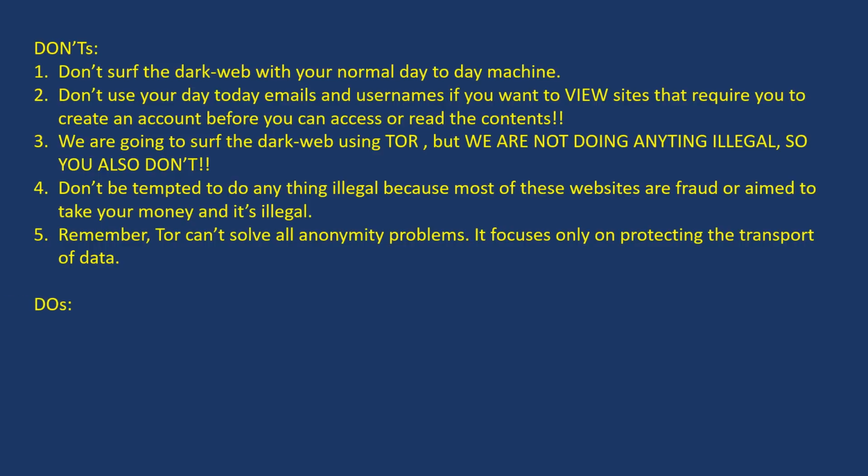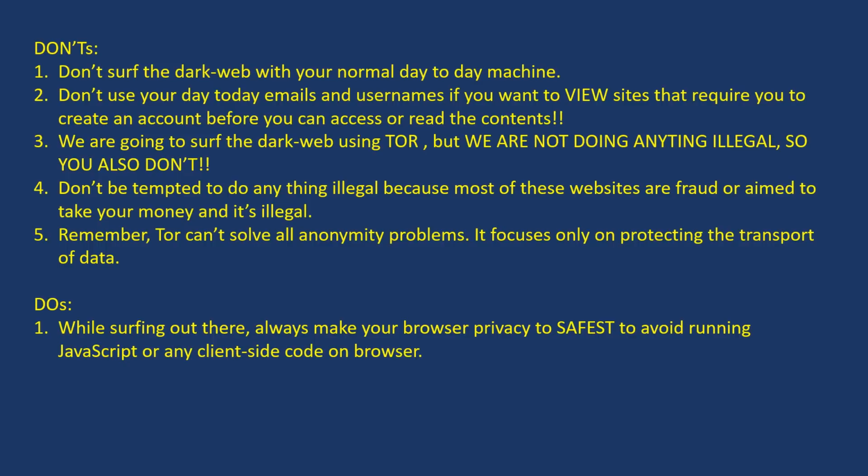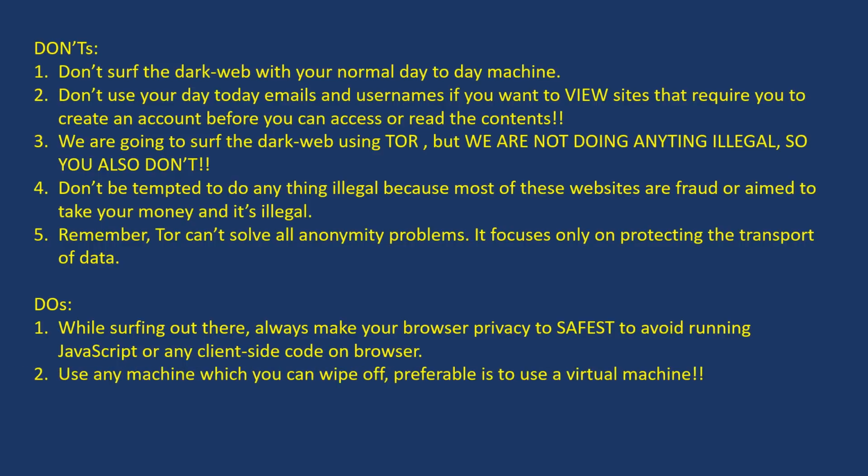Next thing, the do's. So let's see what the things are. While you are surfing the darknet, we will advise you to open your browser's privacy option and go to the safest setting. We will show that option in the current demo, how to do that. Plus, please remember that. Next thing, use any machine, as we have mentioned in the don't step as well. Use such a machine to access the dark web which you can easily wipe off. That is preferable. You install any operating system as a virtual machine on your base machine, and on top of that, you run the Tor service, and using that, you access the dark web, right?